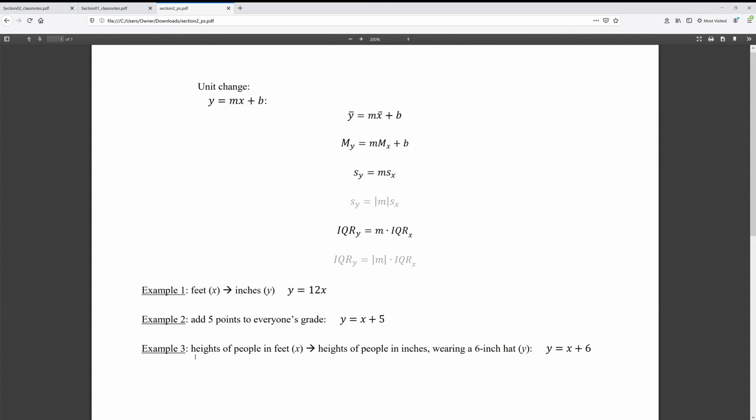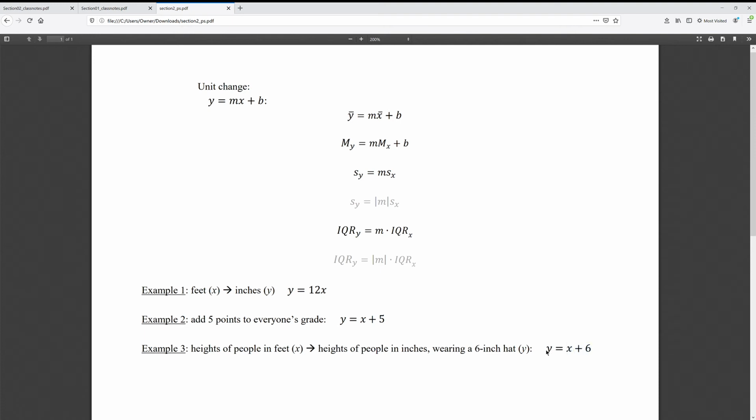Then again, example 3, let's do heights of people in feet, and then let's put a 6-inch hat on everybody and then measure their height in inches. Oh, that's a typo there. Sorry, that's a cut and paste typo. What I really mean there is 12x plus 6. So in your mind's eye, you're looking at y equals 12x plus 6. Sorry, that was a rush job.